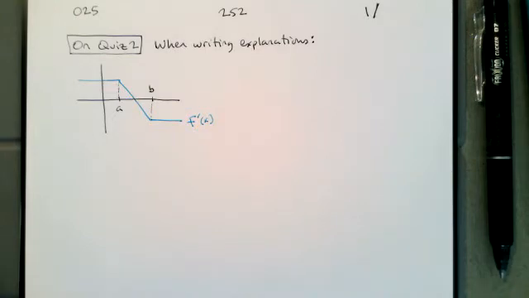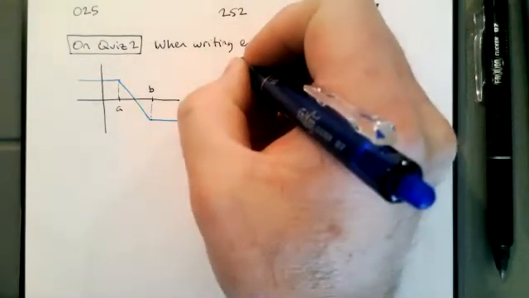Some thoughts about writing explanations. You want to say everything that you need to say and nothing extra. You want to say only that which is necessary and sufficient. You want to make sure you say everything that's necessary, and you want to stop when you've said everything that's sufficient. So I want you to think of necessary and sufficient.